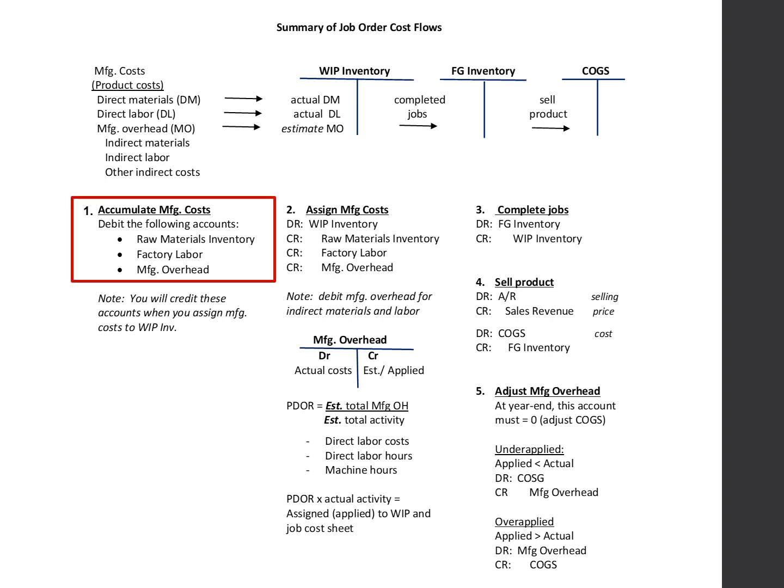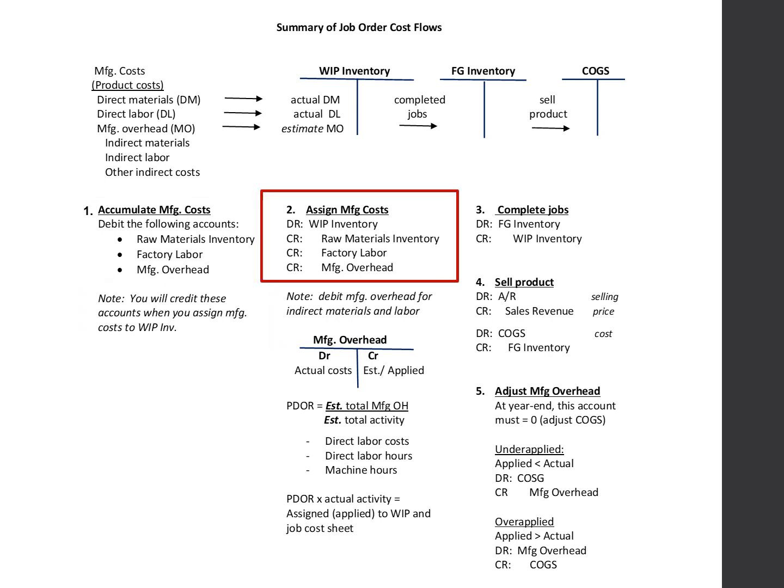First, companies accumulate manufacturing cost in 3 accounts: raw materials inventory, factory labor, and manufacturing overhead. Please note, when you are accumulating cost, you will debit these 3 accounts. Right? You will credit these 3 accounts when you assign manufacturing cost to work in process.